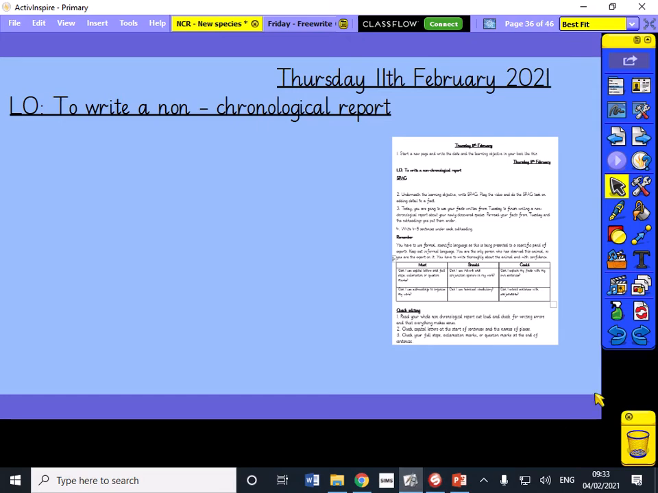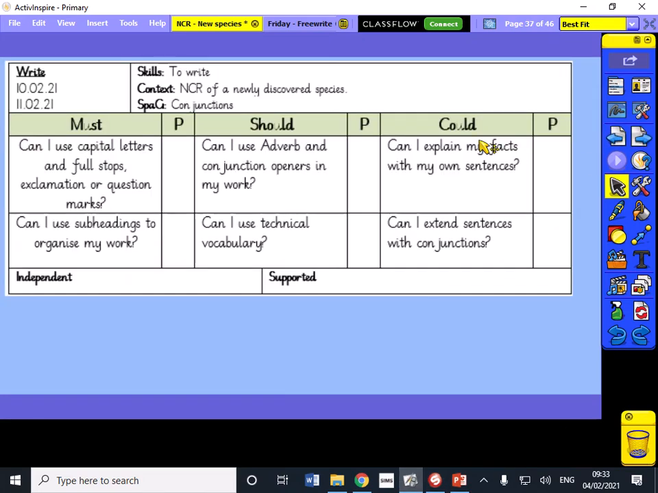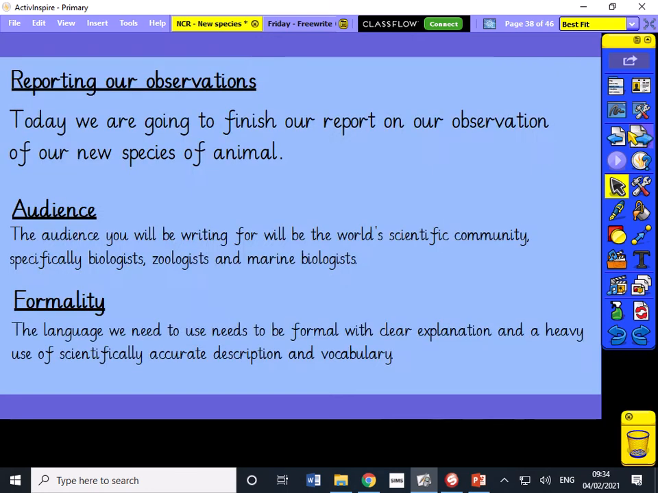Okay, right, so just to give us a very quick and brief introduction, we should still have this in our books. So yesterday we used a different variety of adverb and conjunction openers as well, and extending sentences with conjunctions and explaining our facts using technical vocabulary, and then of course the basics of questions, exclamations and full stops and subheadings to organise our work.